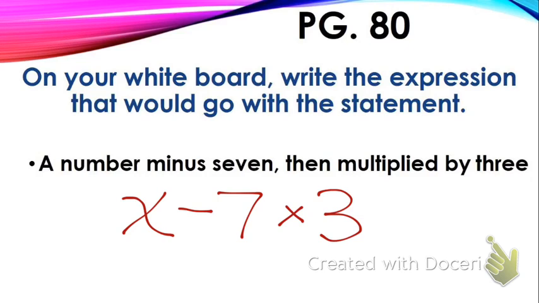Order of operations says parentheses, then exponents. Order of operations says I would do this part first, right? But what does the sentence tell me to do first? A number minus 7. So how do I make sure that the number minus 7 happens first? Use parentheses there. So I'm going to cut this. If I put parentheses, now I'm doing that part first. And then I'm multiplying by 3.